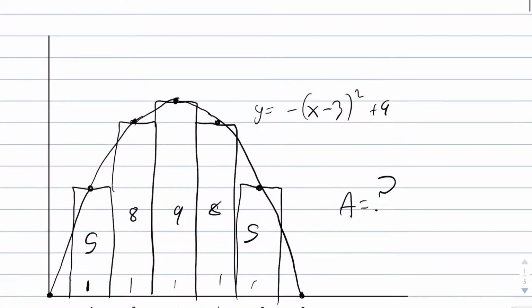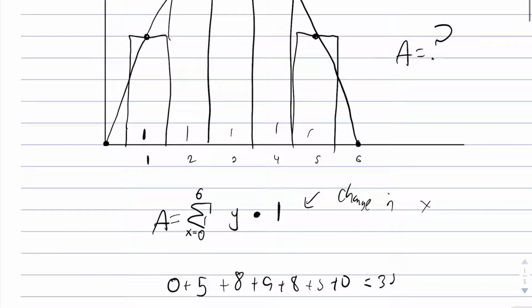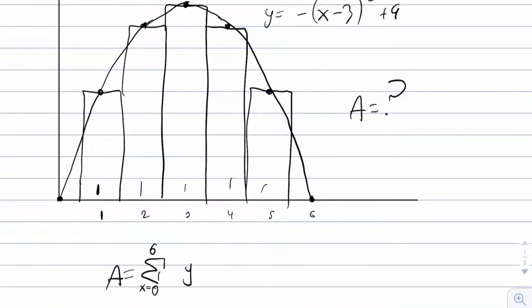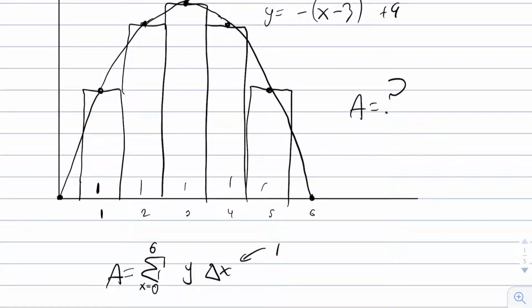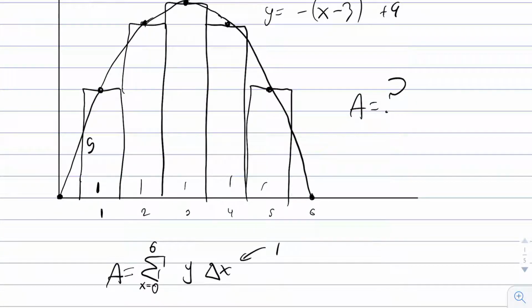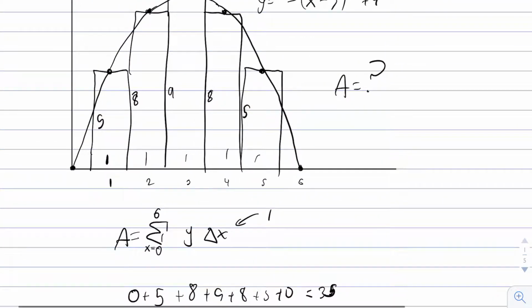So I broke it up into these rectangles of equal width, and for each one we're just finding f of x, and then we're doing the area formula for a rectangle, which is area equals base times height, and we're adding it all up, so it looks a little bit like the summation of x equals 0 to 6 of y times the change in x, which is just 1 in this case. So here, that's 5 times 1 plus 8 times 1 plus 9 times 1 plus 8 times 1 plus 5 times 1. And let's see, that gives us 35 roughly.